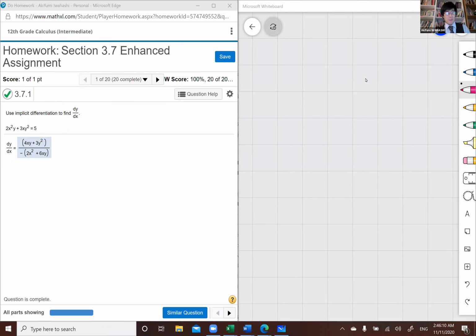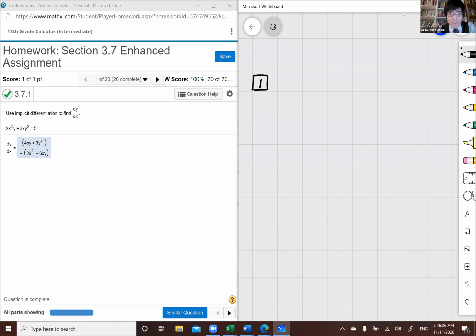Hello. This time I'm going to explain the homework section 3.7 in the calculus textbook. This is about implicit differentiation. There are 20 questions on the homework, and most of them are basically the same, but computationally it takes time. So I'm going to cover most of them, but not all.